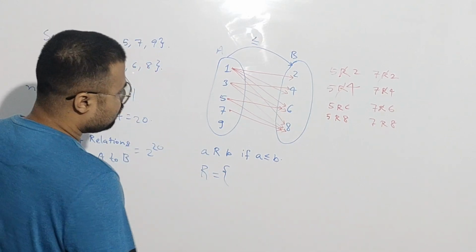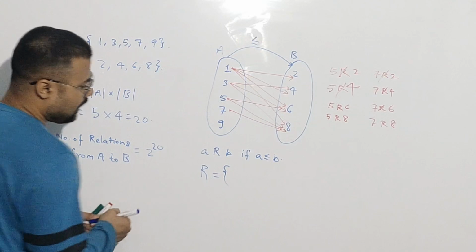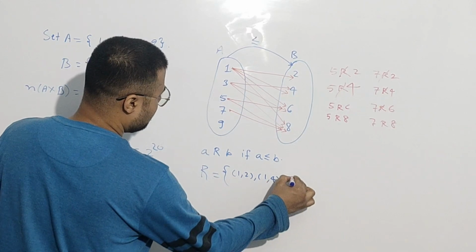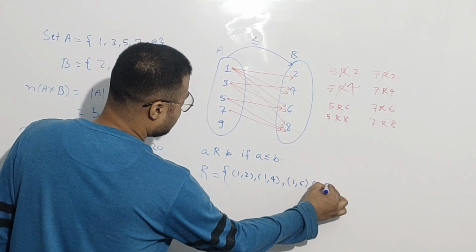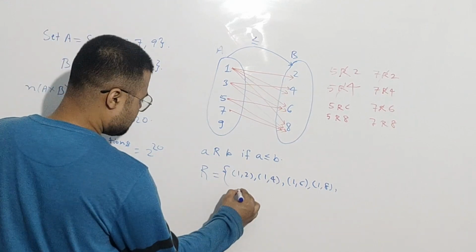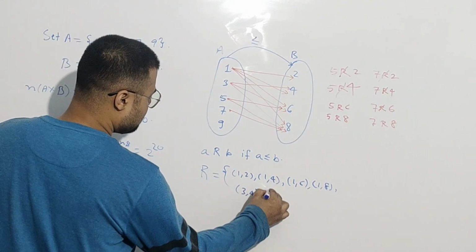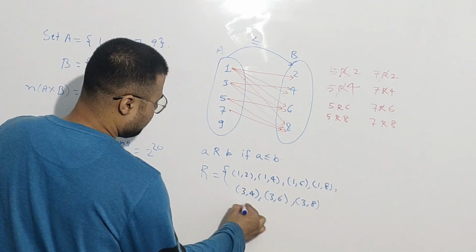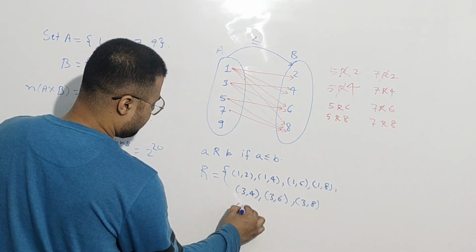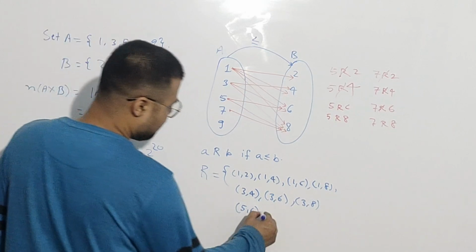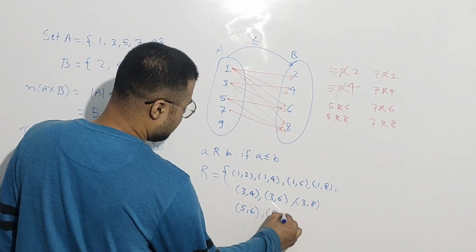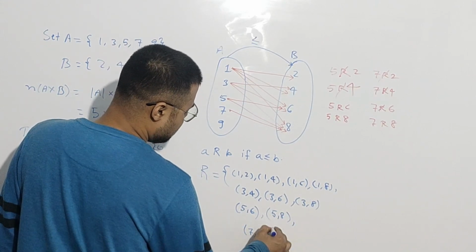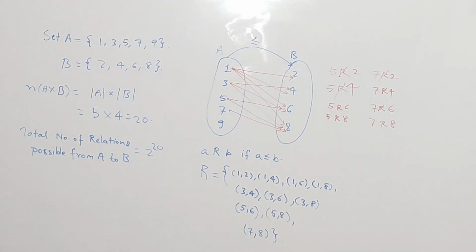So my relation R will be 1 and 2, 1 and 4, 1 and 6, 1 and 8, 3 and 4, 3 and 6, 3 and 8, 5 and 6, 5 and 8, 7 and 8. This is my relation R.